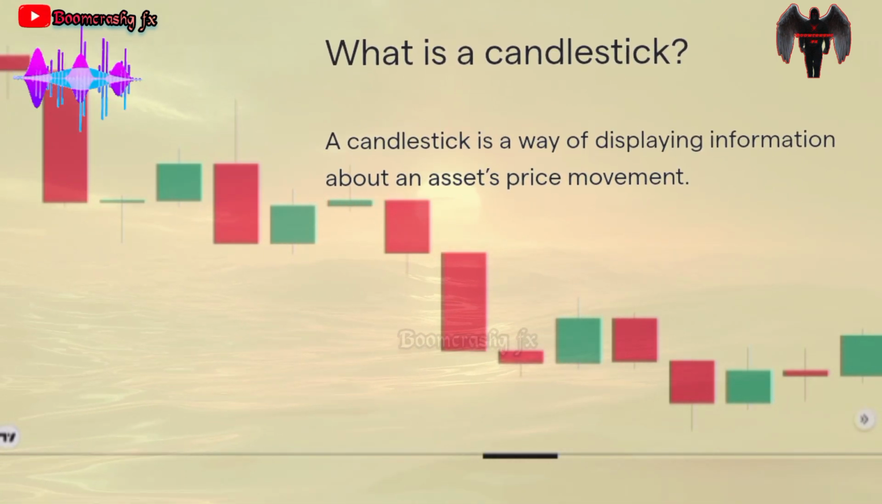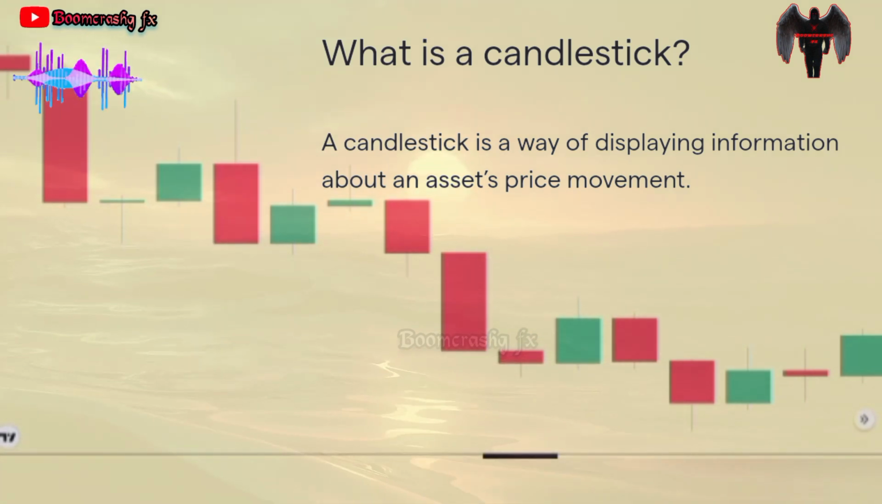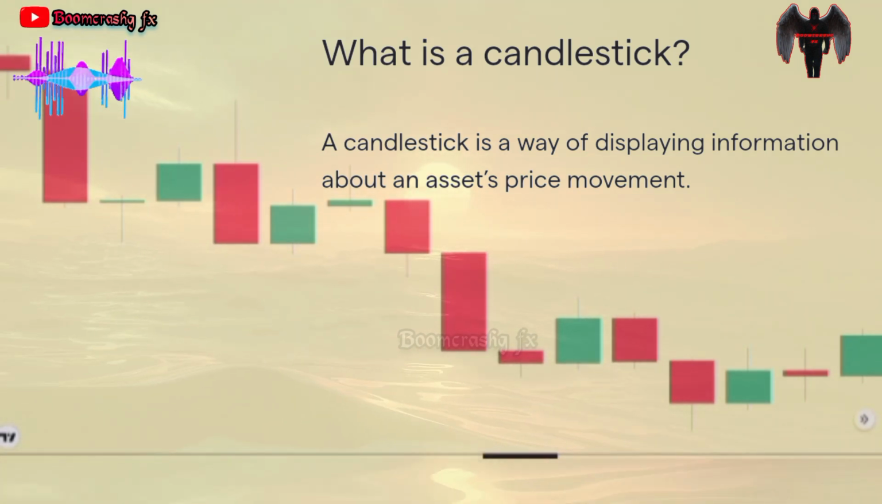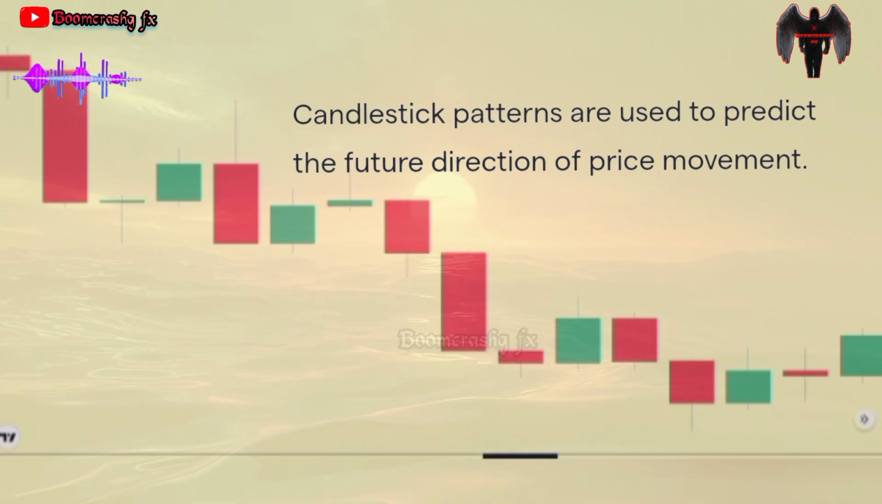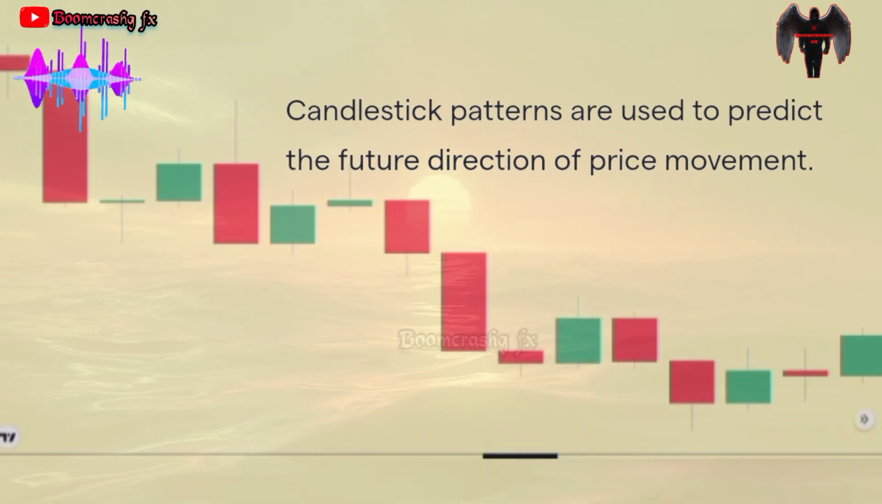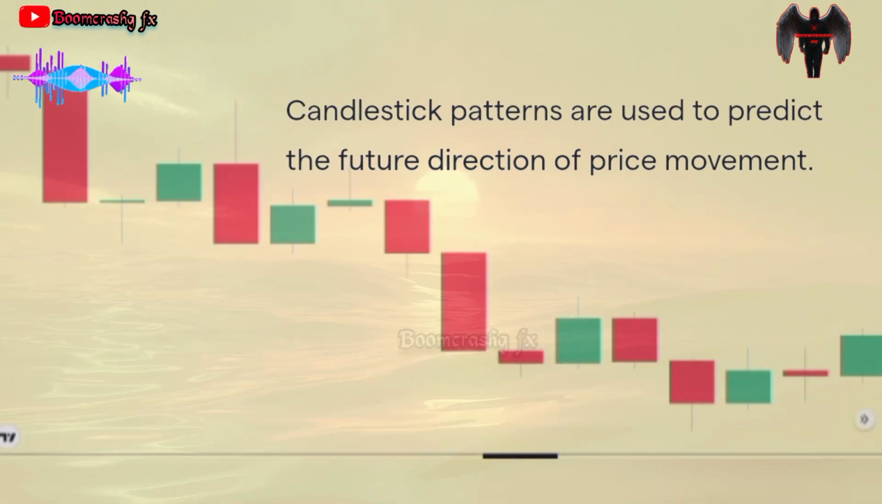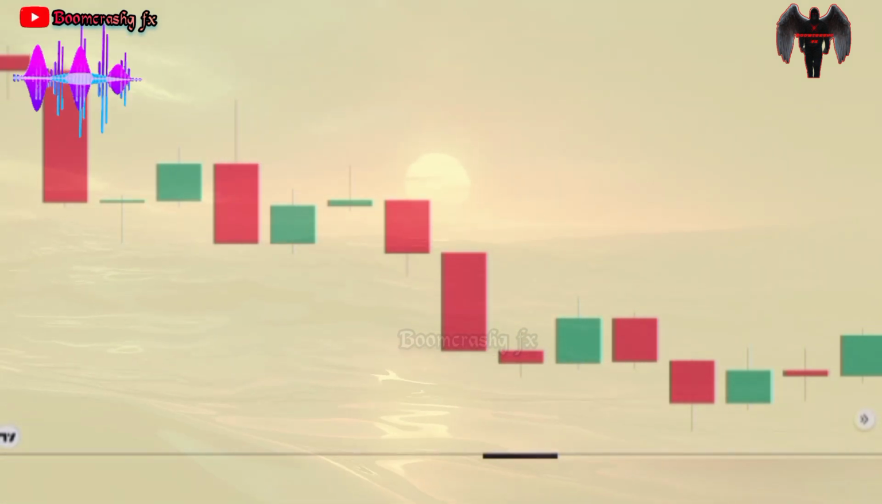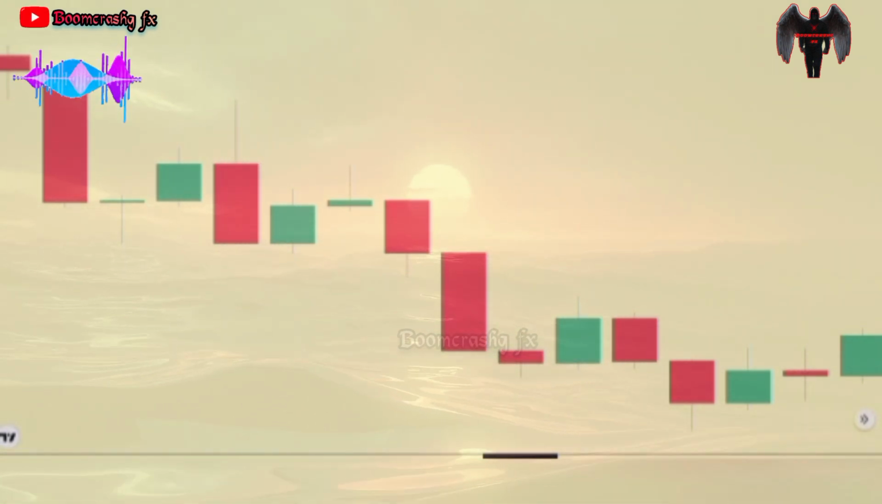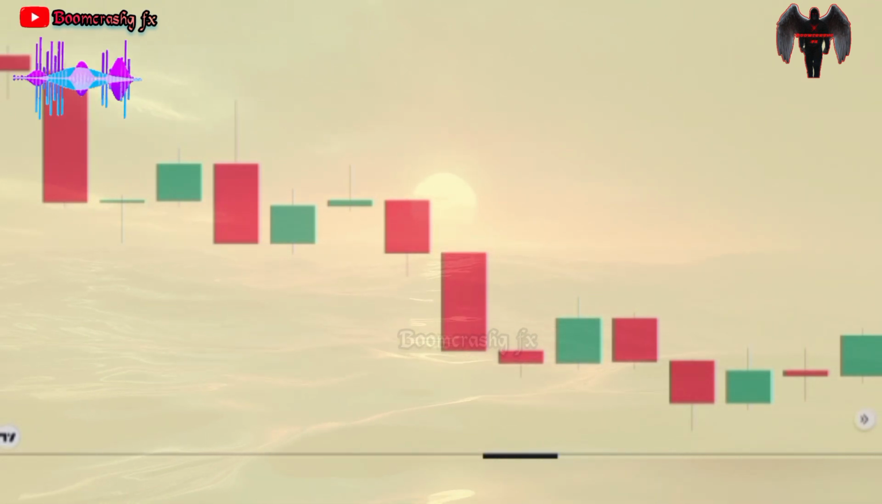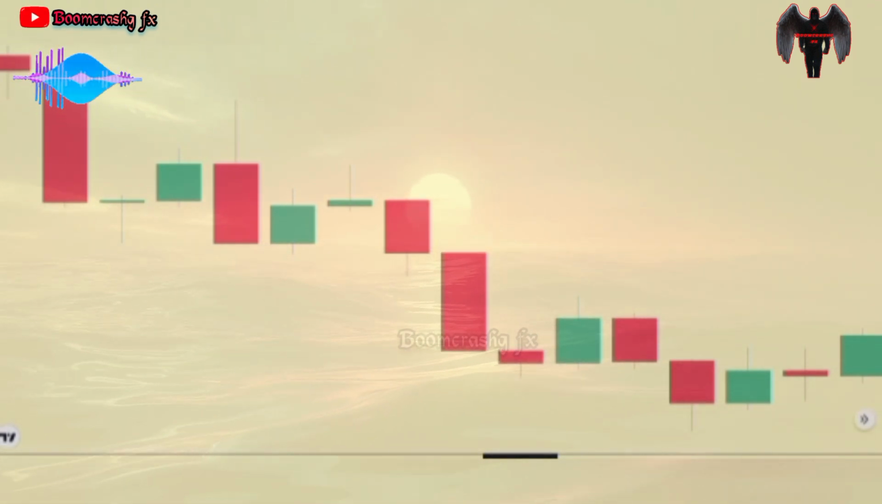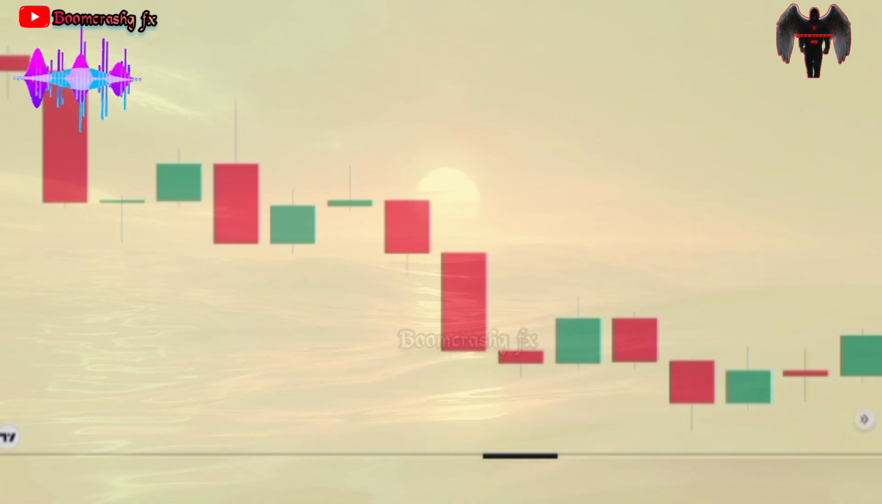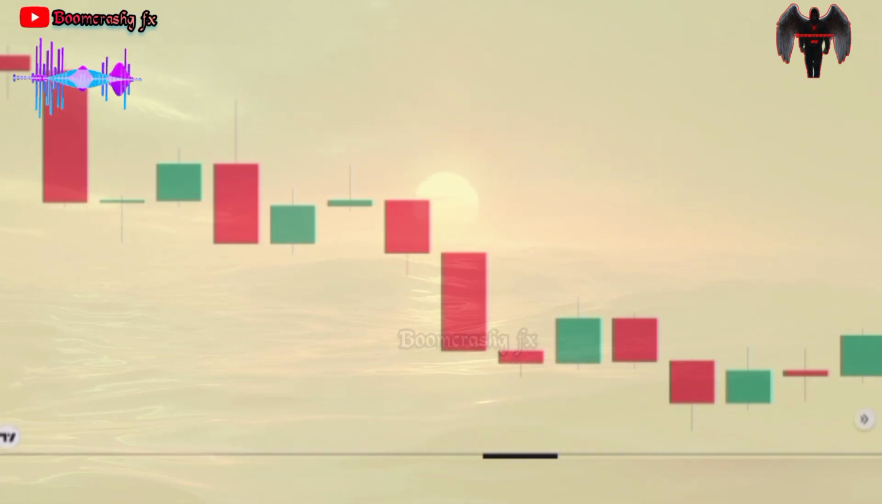A candlestick is a way of displaying information about price movement in the market. Candlestick patterns are used to predict the future direction of a price movement. Pointing out these candlestick patterns in the market, we have a lot of them. I'll be preparing another video in which we are going to be talking about 16 to 20 candlestick patterns which we can find in the market and which will benefit every one of us.